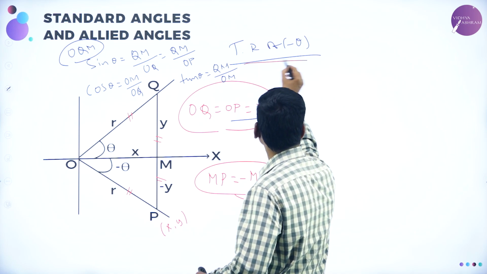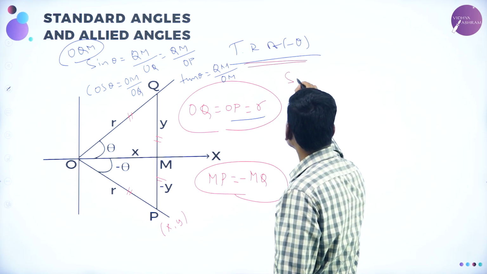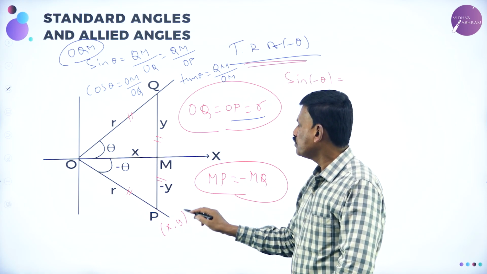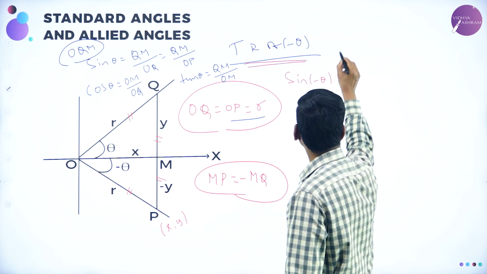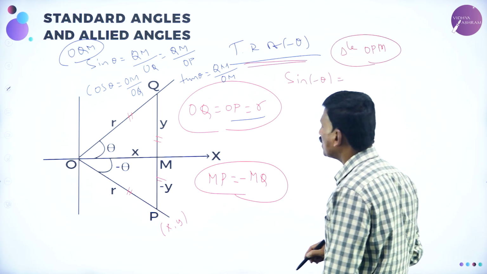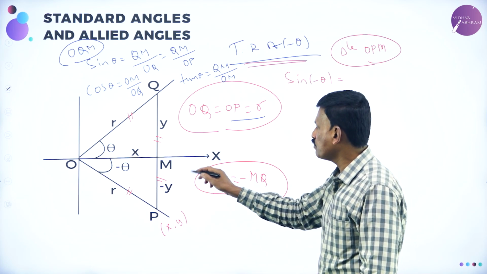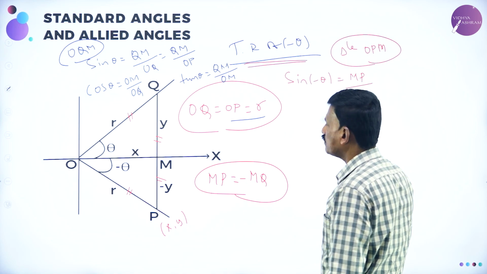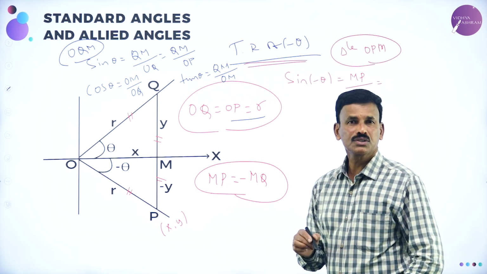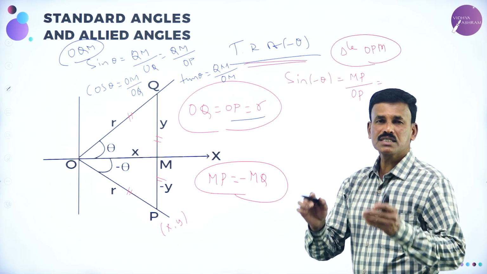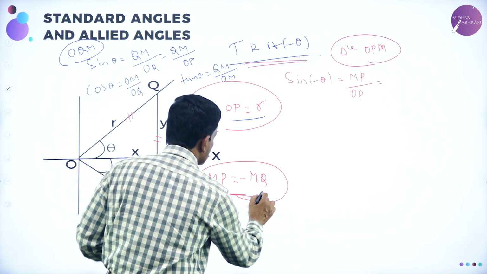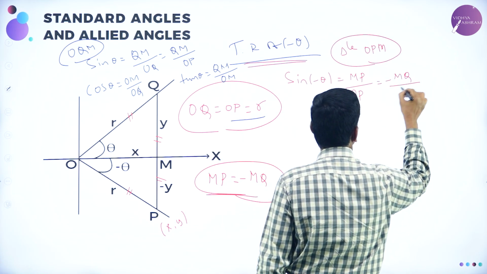Now let us move on to the trigonometrical ratios of minus theta. Let us take sine of minus theta. What is sine of minus theta from triangle OPM? Sine is opposite by hypotenuse. Opposite is MP, divided by hypotenuse OP. So, sine of minus theta is equal to MP divided by OP. Since we know MP is equal to minus MQ, this is minus MQ divided by OP.